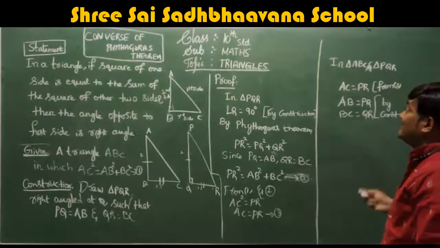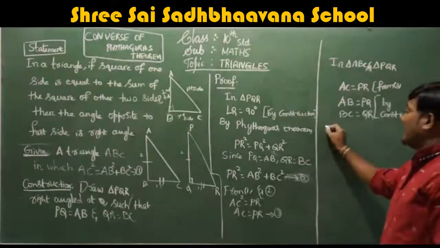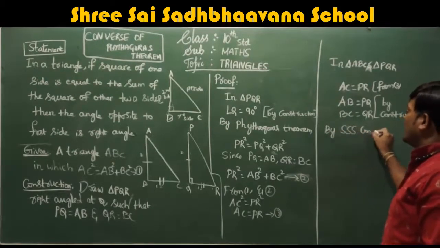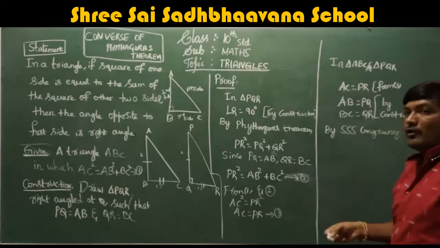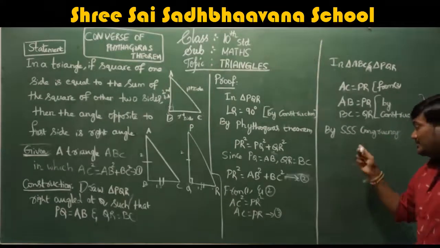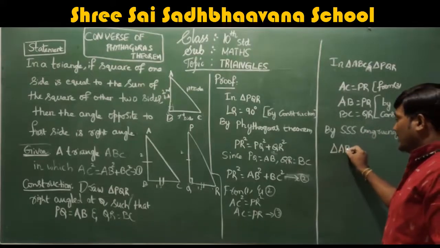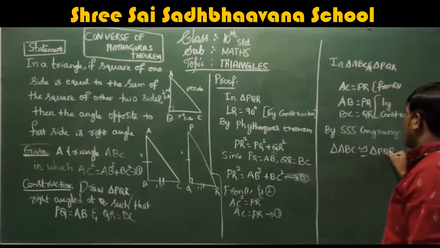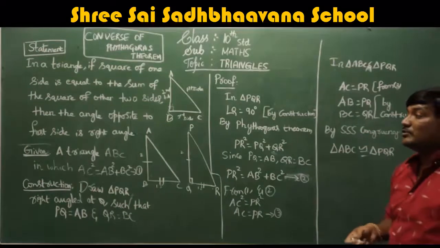If the corresponding sides of these two triangles are equal, then what we can prove, you might have studied in 9th standard, by SSS congruency, side, side and side. If all the three sides are equal, by side, side, side congruency, we can conclude that triangle ABC is congruent to triangle PQR.